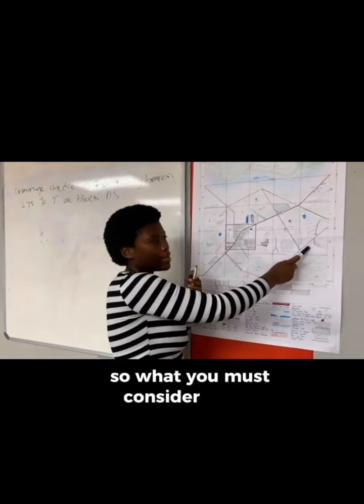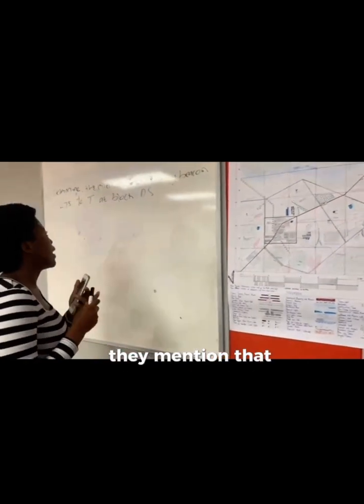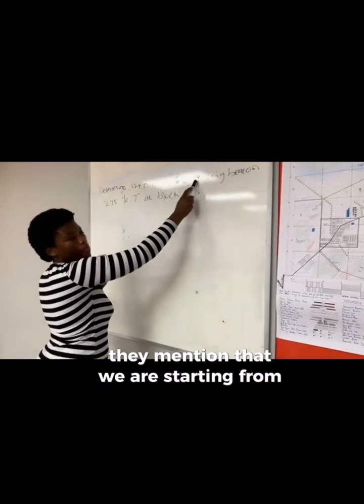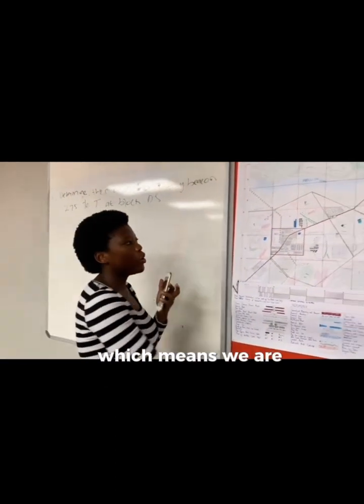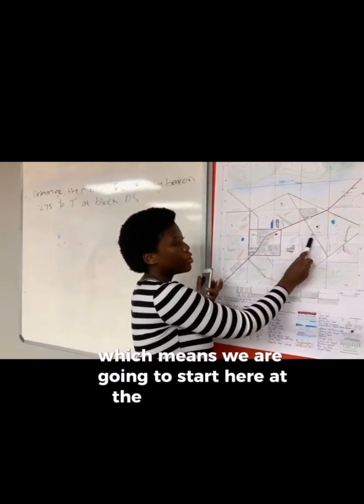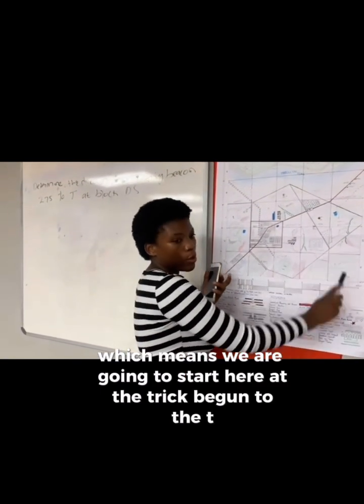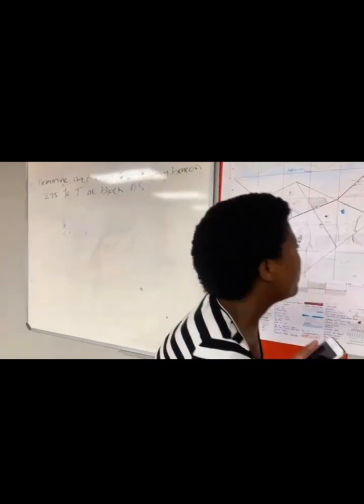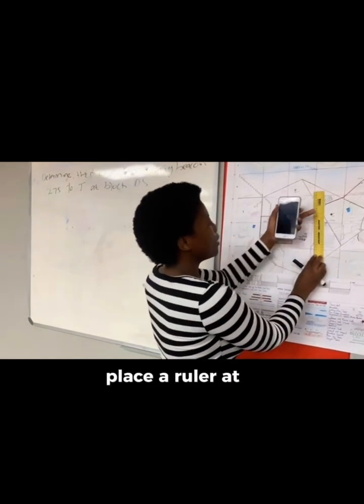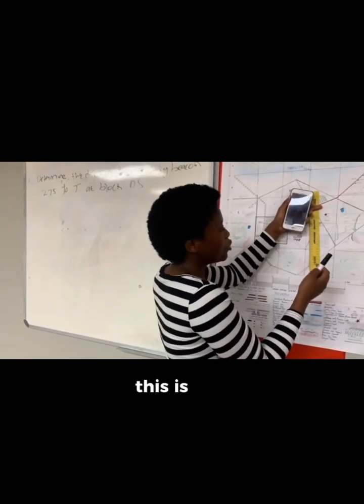So what we must consider is that they mentioned that we are starting from the trig beacon to the D5, which means we are going to start here at the trig beacon to the T. So we are going to place a ruler at the trig beacon. This is a trick.